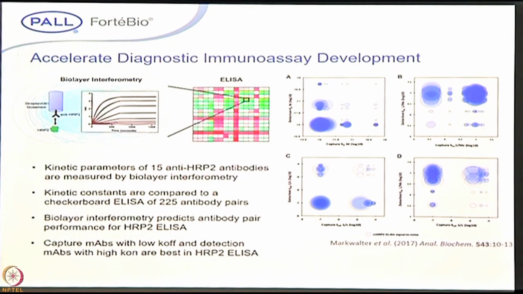They measured the kinetics parameters of 15 anti-HRP2 antibodies and compared them with ELISA. You can quickly screen which antibody pairing is better for diagnostic applications. When you are developing any ELISA kit, you require a primary antibody and a secondary antibody, and you can quickly screen using this to find which are the best based on the kinetics profiles.